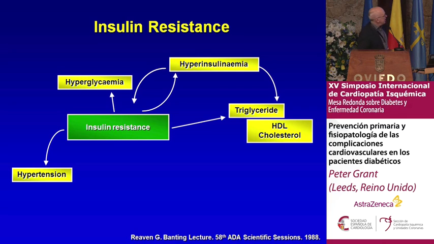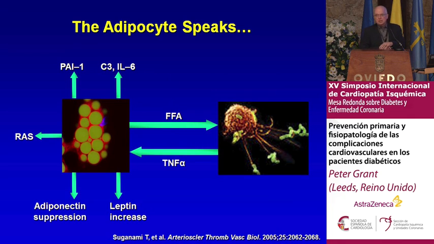In 1988, Gerald Reaven at the Banting Lecture of the American Diabetes Association suggested that the reason diabetic patients got such a high risk of cardiovascular disease was because of clustering of atheromatous risk factors, shown here in yellow, around the presence of insulin resistance. This was a landmark idea at the time, but what I'm going to show you is that this has changed quite substantially over the last 20 or 30 years.